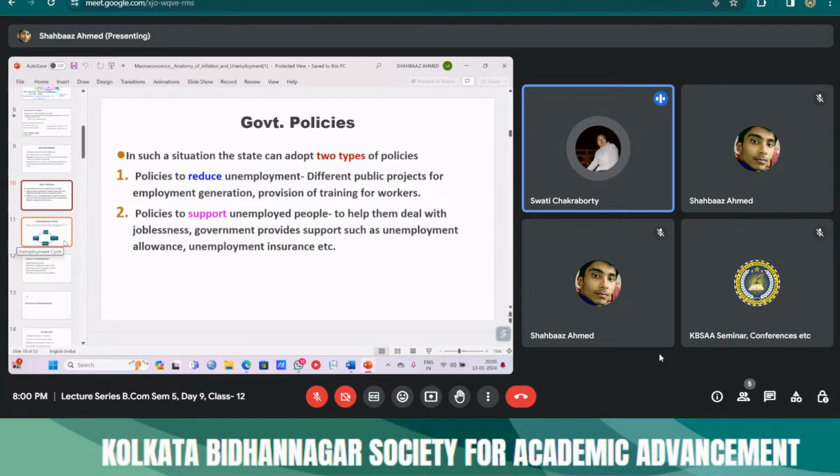And the second that comes up is policies to support unemployed people. That is to help them to deal with joblessness. Like we have to get ourselves registered at the employment exchange, and that we have to do to get this support. The government also provides support such as unemployment allowance, unemployment insurance. It varies from country to country. It varies what kind of support they give.